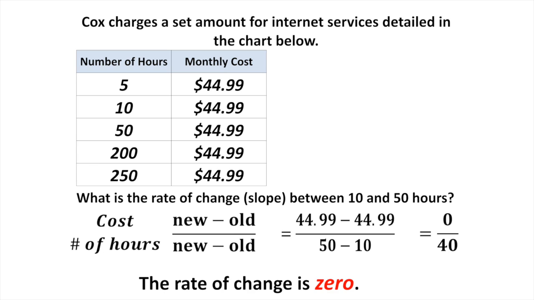Hopefully you identified that you ended up with 0 on top, and 0 divided by anything is 0. So the average rate of change is 0. In other words, Cox doesn't charge you any more because you use the internet a lot or not at all. They have their basic amount that they charge you, and they don't charge you per hour that you use it. So the slope is 0. The more you use it, it doesn't increase the price at all.